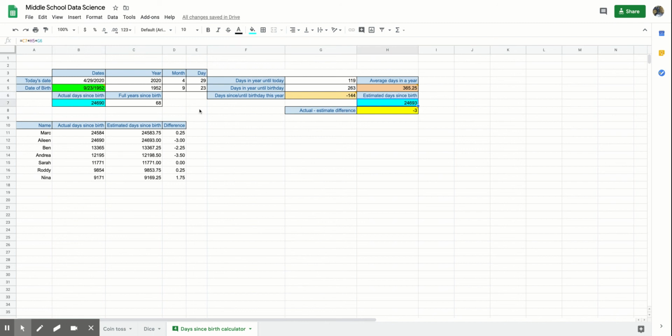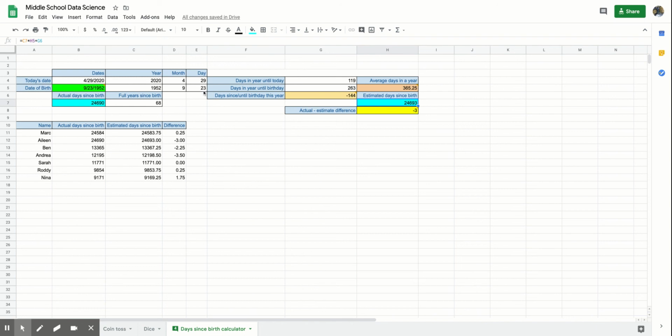The estimate is 24,693. So the difference in her case is that our model overestimated the number of days that she has been alive by 3. And I've put the rest of my children here, and you guys are all going to add your names and the same numbers here, and then we will talk about it.